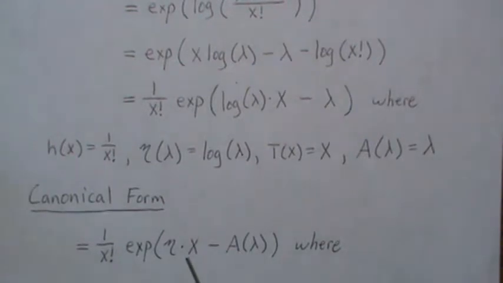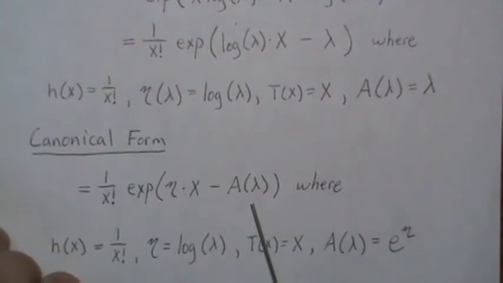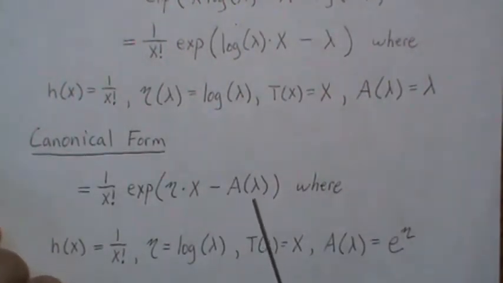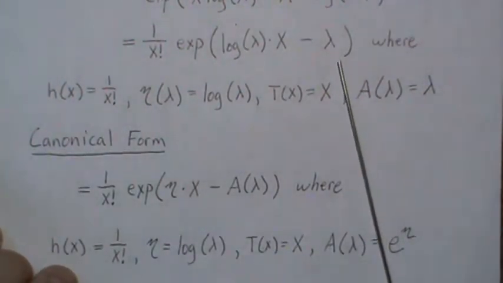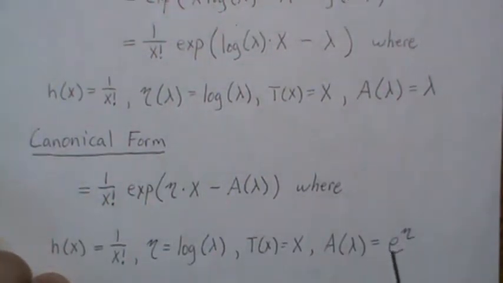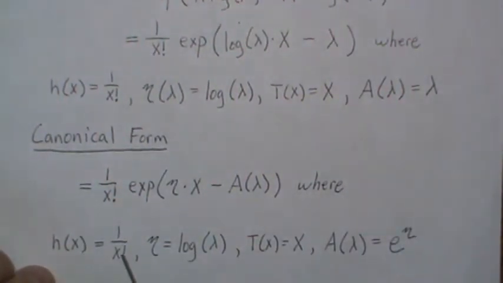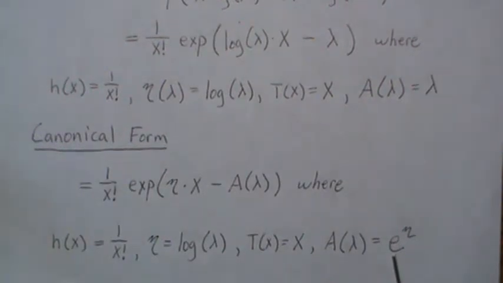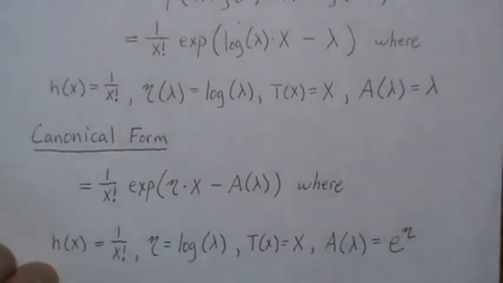Now to put it in canonical form, we write eta of x instead of log of x. We just call that eta. And then we have to manipulate this log partition into something that gets us the minus lambda back, and that's e to the eta, because if you put in log of lambda here, then you just get eta back. So this is the canonical form, and this is the form that we'll use to find the moments of our sufficient statistic.